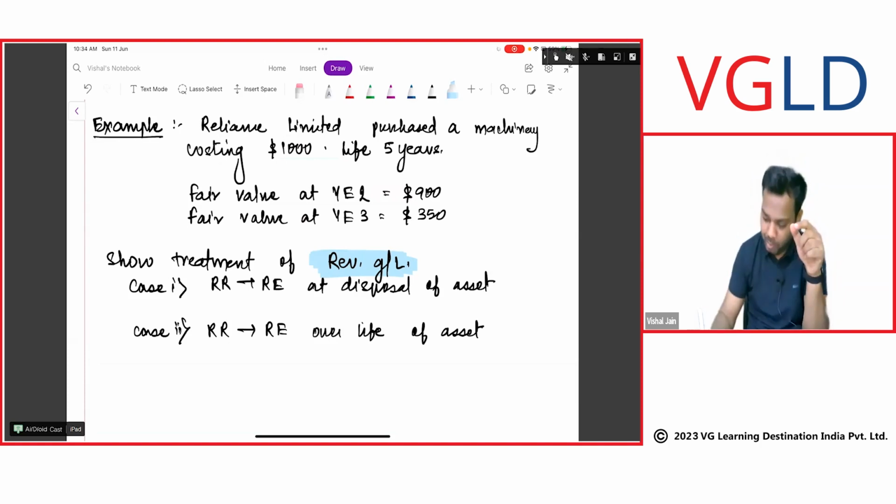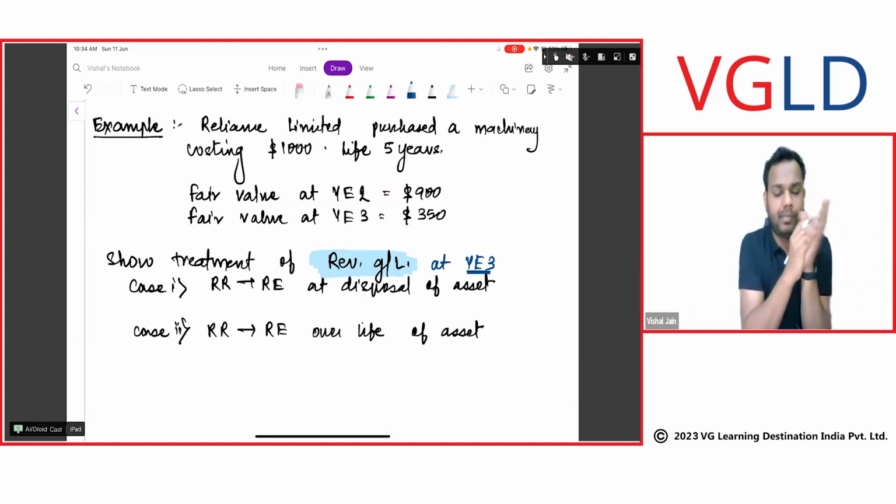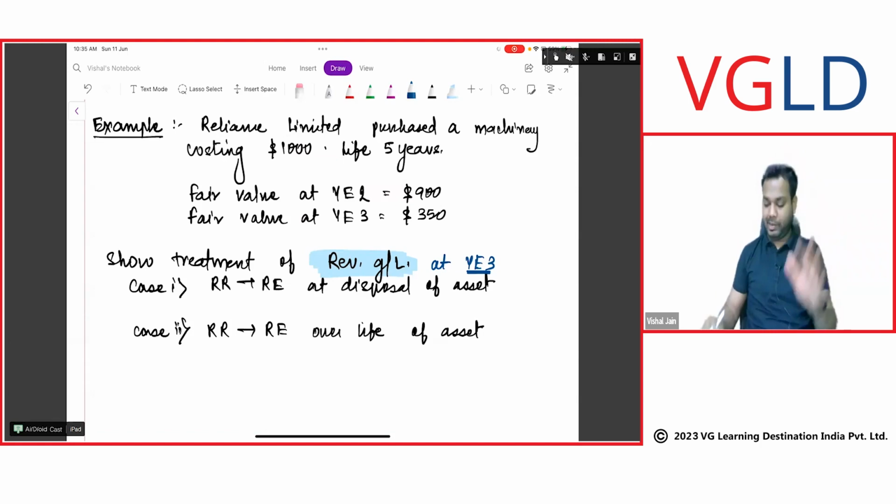Okay, let me make it more clear. The question is at year end 3. I just need the entry for year end 3. Tell me the general entry under both the cases for year end 3, how the revaluation gain or loss will be treated. Revaluation surplus to OCI. I really don't understand what general entries you guys are giving. Fine, let us discuss. Don't worry.